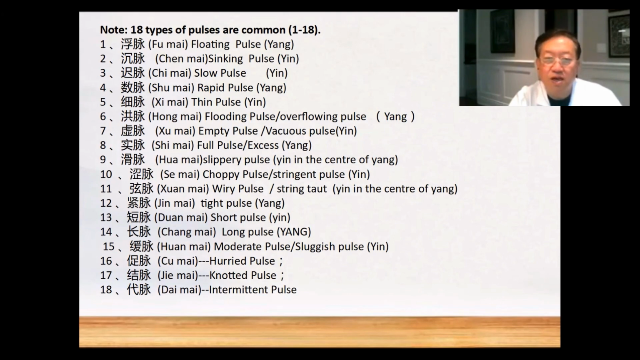12. Jinmai or tight pulse, yang. 13. Duan short pulse, which is yin. 14. Changmai, long pulse, which is yang. 15. Huan moderate pulse, which is yin. 16. Cumai, hurried pulse. 17. Jiemai, knotted pulse. 18. Daimai, intermittent pulse.